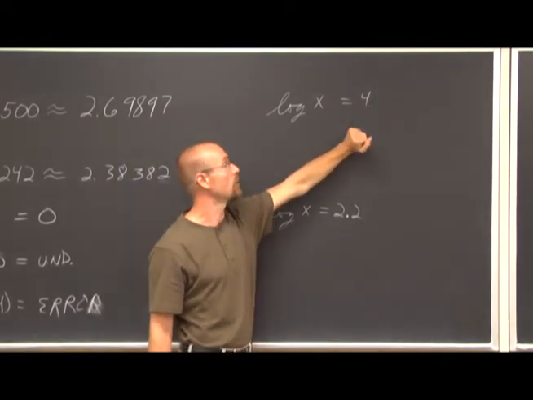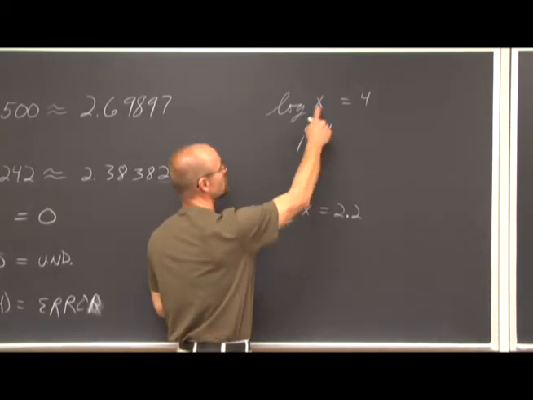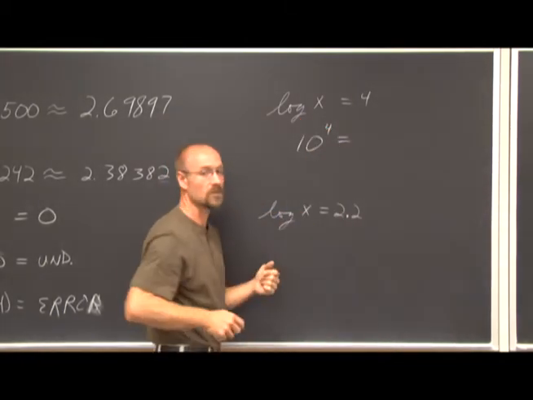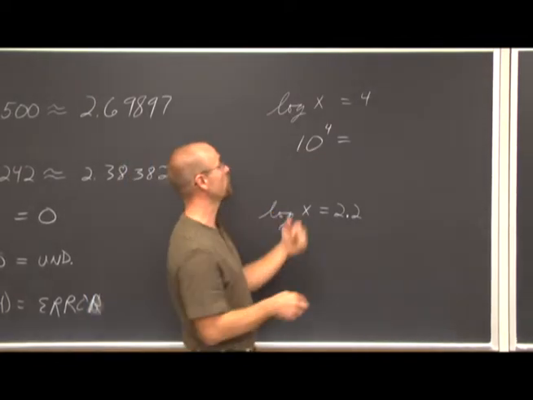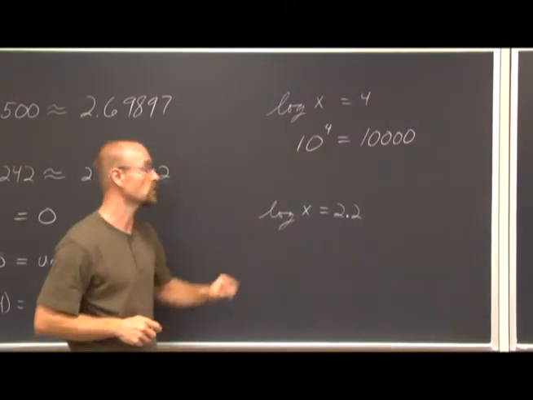Logarithms are always equal to power. So what this is asking me is, if I write it as an exponential equation, my base is 10, my power is 4, I can then solve for x. 10 to the 4th power is 10,000. So we've solved that.